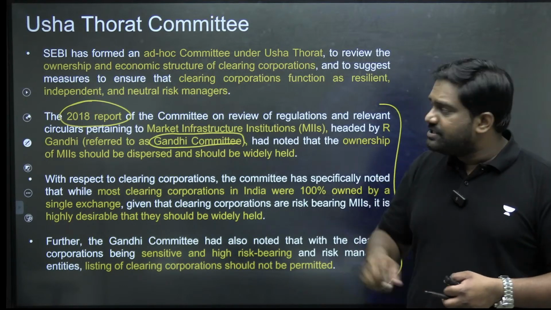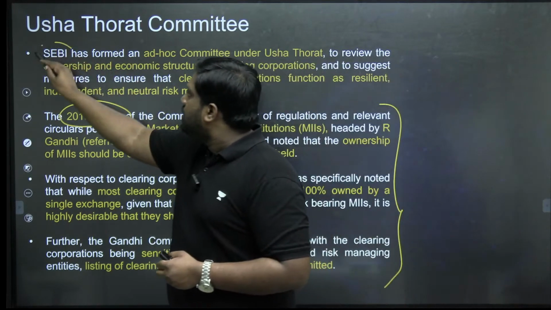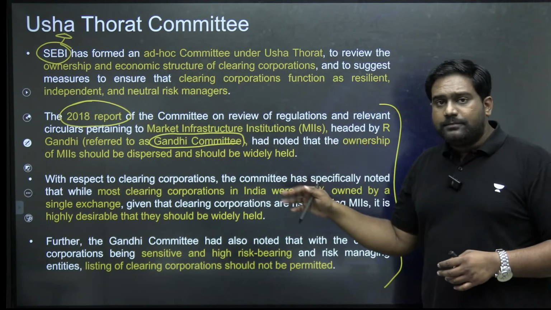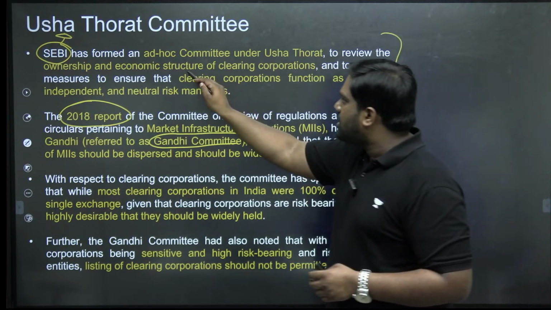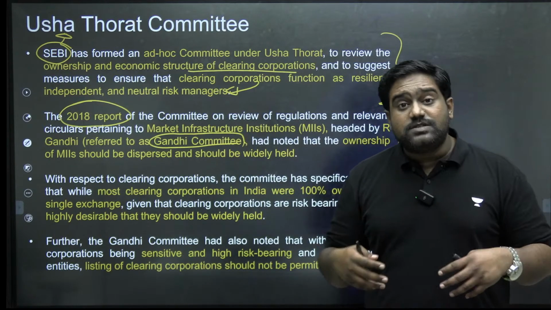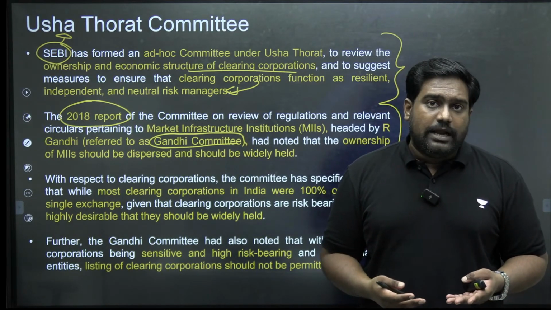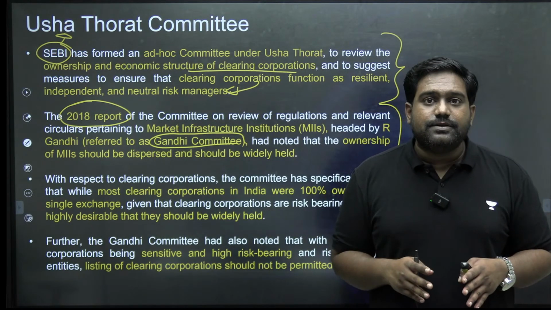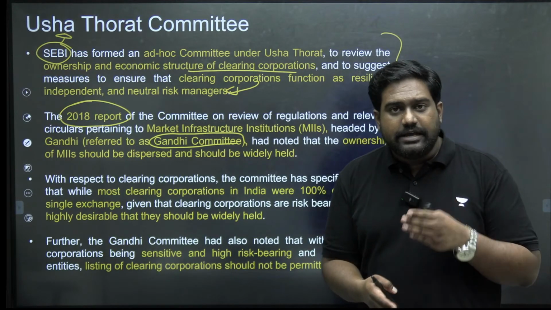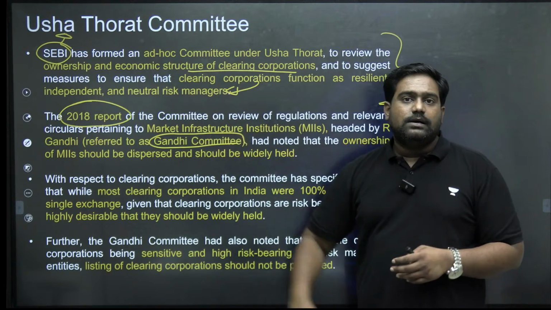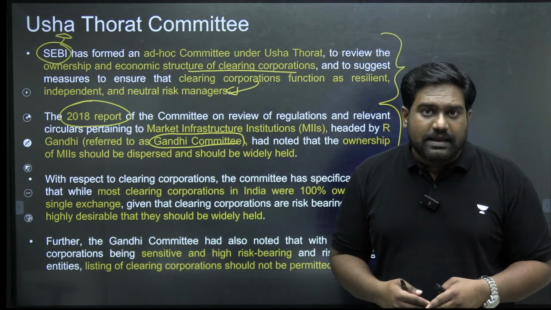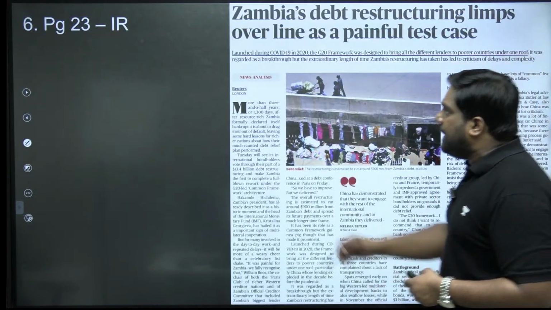Now to review these suggestions, another committee has been constituted by SEBI, the Usha Thorat Committee. Understood? So the Usha Thorat Committee is reviewing the current structure, ownership and economic structure of clearing corporations, what changes and reforms are needed to make clearing corporations more robust and more independent and make them efficient risk managers of the capital markets. So the Gandhi Committee had recommended further diversification of the ownership of these clearing corporations. Now SEBI has appointed one more ad hoc committee to get some suggestions, and based on that, some reforms will be introduced. Next, on page number 23.